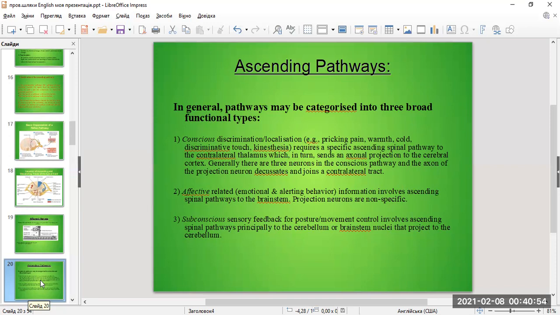Third type: subconscious sensory feedback for postural movement control involves an ascending spinal pathway principally to the cerebellum or brainstem nuclei that project to the cerebellum.